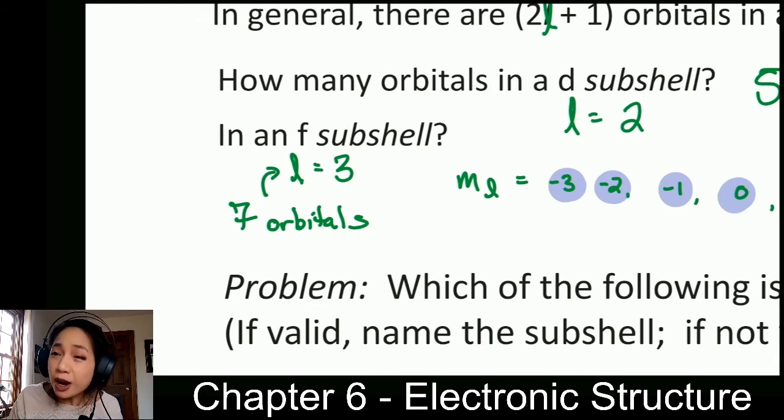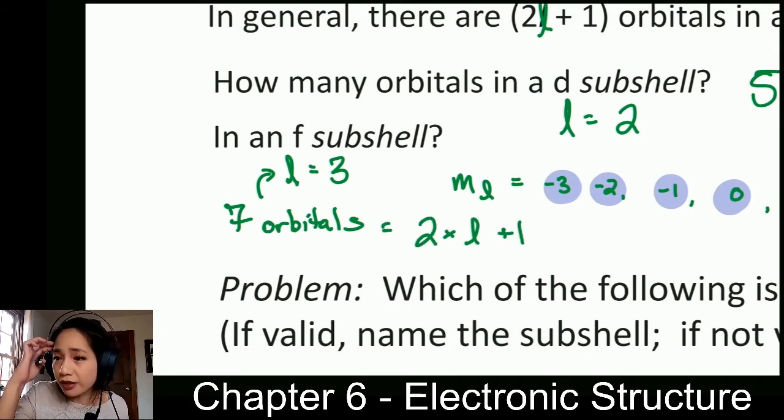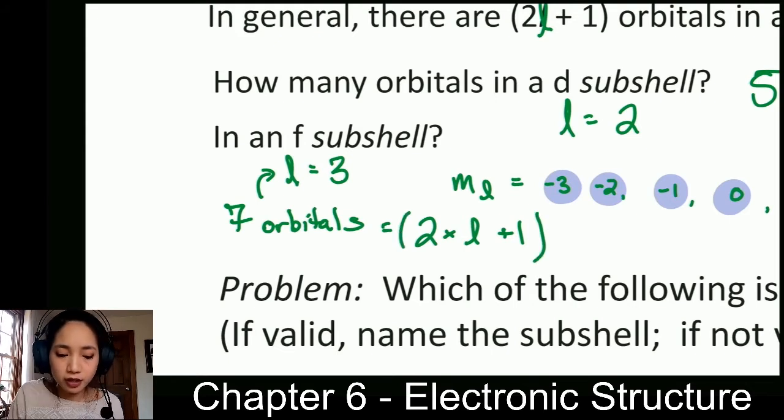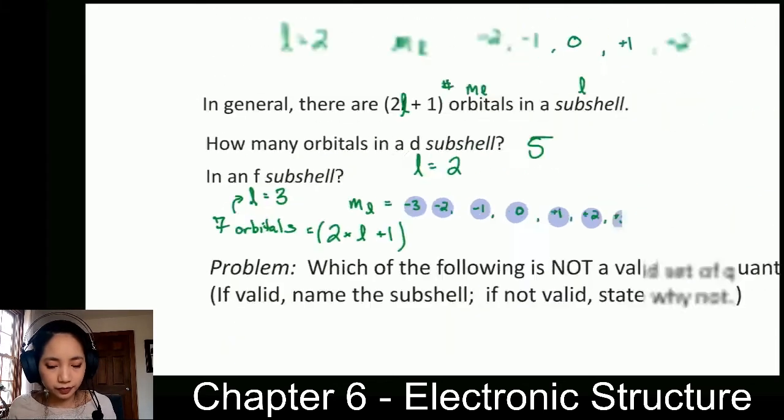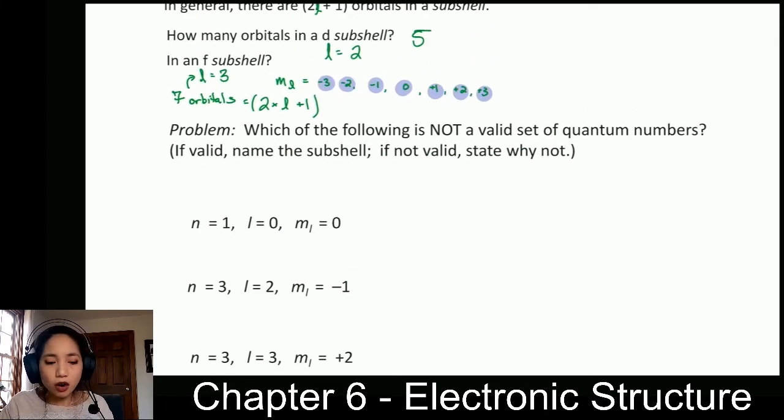And we can also calculate that using this general equation here, that there are 7 orbitals. That is equal to 2 times our L value plus 1. So you see how that works. 2 times 3 plus 1 equals 7. So that works out. Right, so that's another way to calculate it. Okay, so let's do a problem here, summarizing all of these quantum numbers.